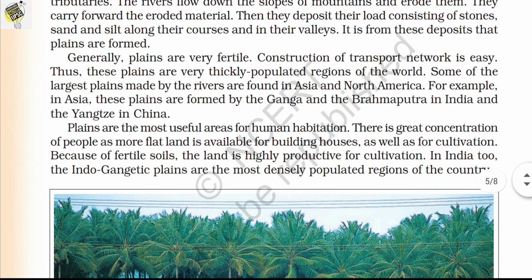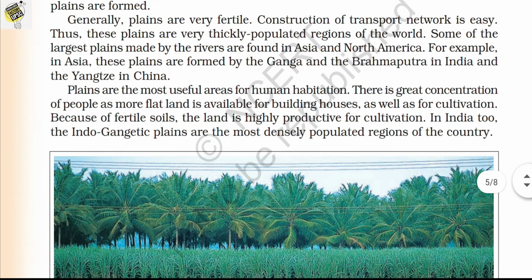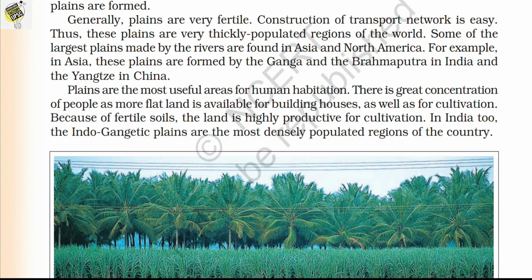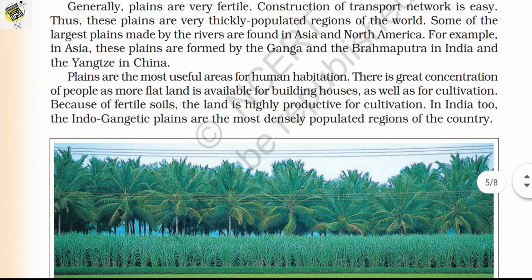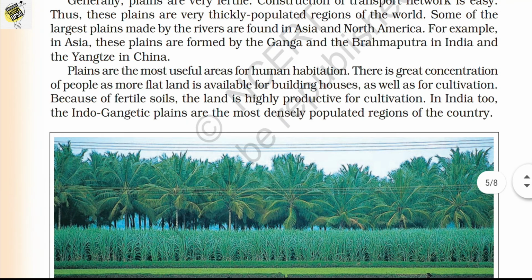Okay, generally the plains are very fertile, and the construction of transport network is very easy. Thus the plains are very thickly populated regions of the world. Some examples of the plains in the world are, in Asia, the Ganga and Brahmaputra plain in India, and Yangtze plains in China. Okay, the plains are the most useful area for human habitation. They are a great concentration of people, as more flat land is available for building houses as well as cultivation. For example, the Indo-Gangetic plain is a most populated region of the country.